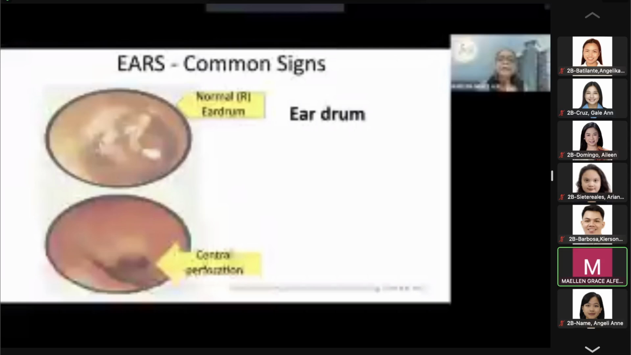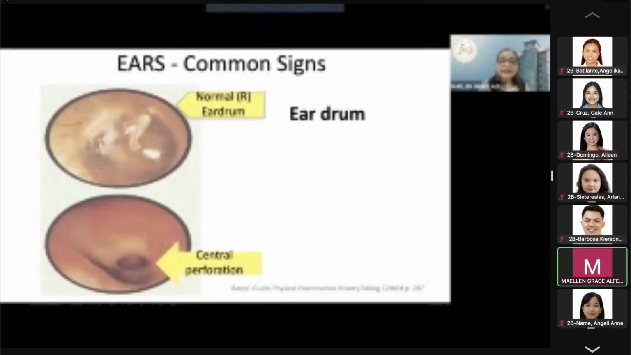The upper portion will show you the normal right eardrum. You know that this is right because the cone of light is anterior, pointing to the face of the patient. So this is the right eardrum.